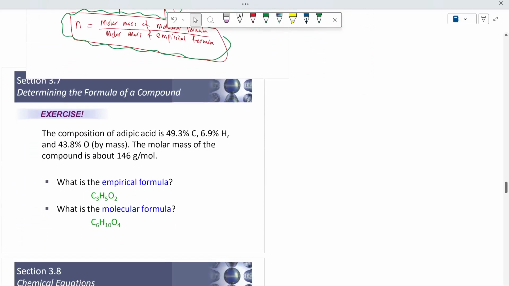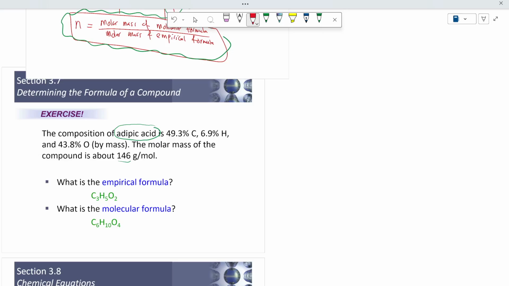Now let's solve this example together. In this exercise, we have adipic acid, which is the name of an organic compound. The name is not important. The composition of adipic acid is 49.3% carbon, 6.9% hydrogen, and 43.8% oxygen by mass. The molar mass of adipic acid is given, it's 143. And the question asks you to determine the empirical formula and the molecular formula of adipic acid. Here the answers are given, but how can we get these answers?